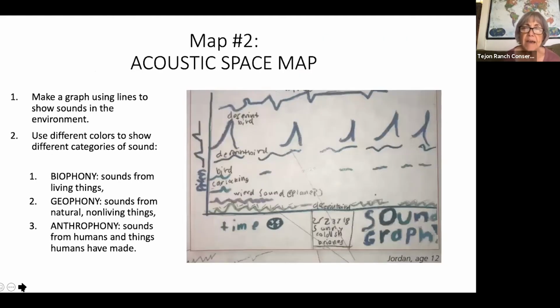After you've made that map, you're going to do your acoustic space map. An acoustic space map is really a graph, and it's going to be looking at the pitch and the volume of the sounds that you're hearing. You want to use different colors to show the 3 different categories of sound. So we're going to talk about 3 new words: biophony, geophony, and anthrophony.